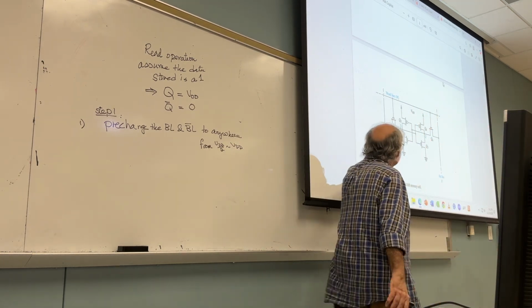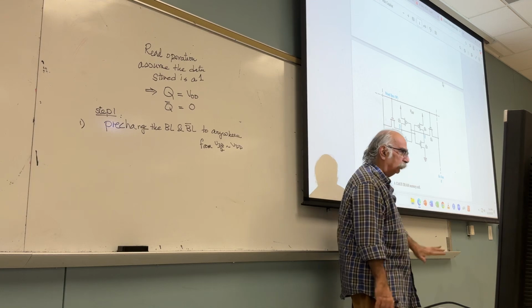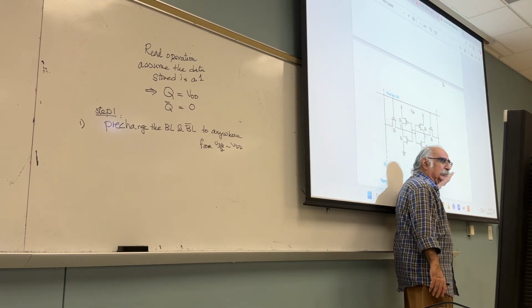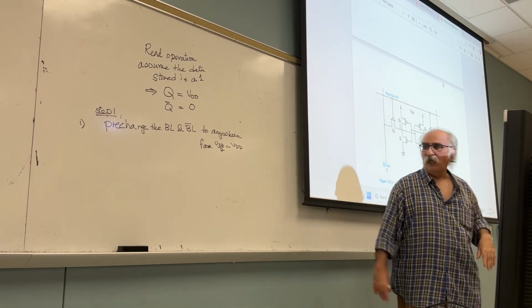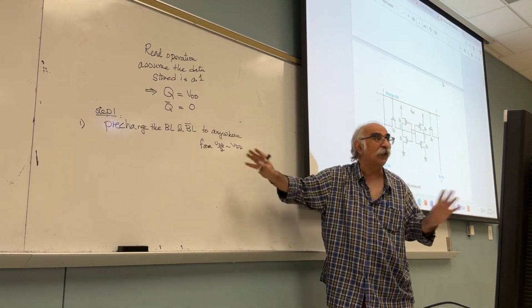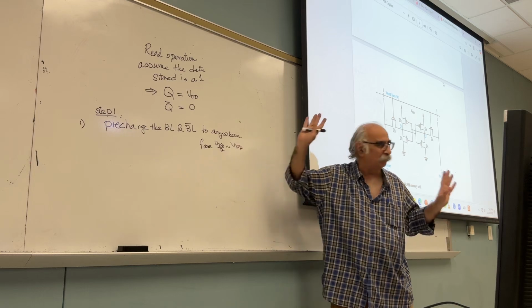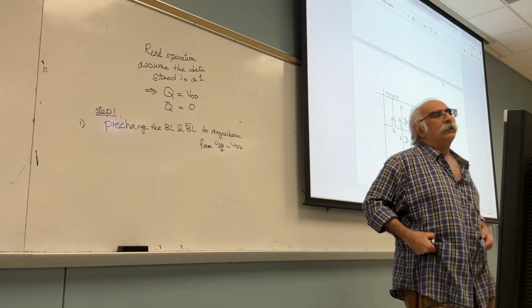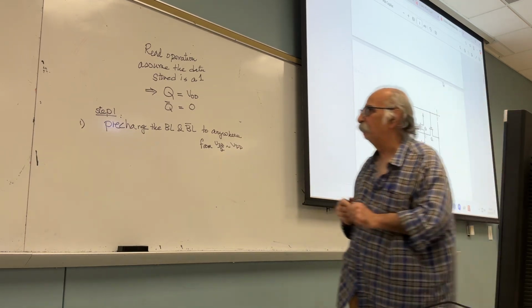Good. What is the voltage here initially? VDD. What is the voltage here initially? VDD. By the way, I'm taking the upper range. Doesn't matter. As I was showing just now, you can take VDD over 2. Doesn't matter. Did you get it or not? That's the first step.